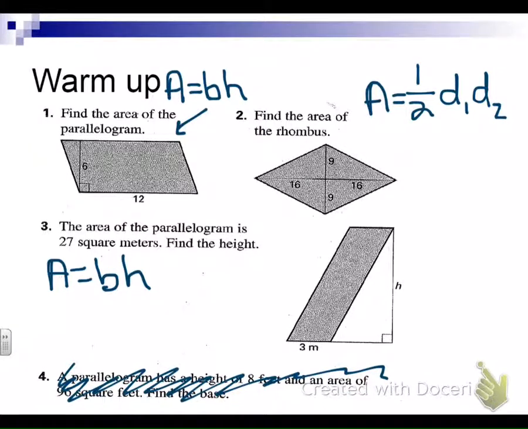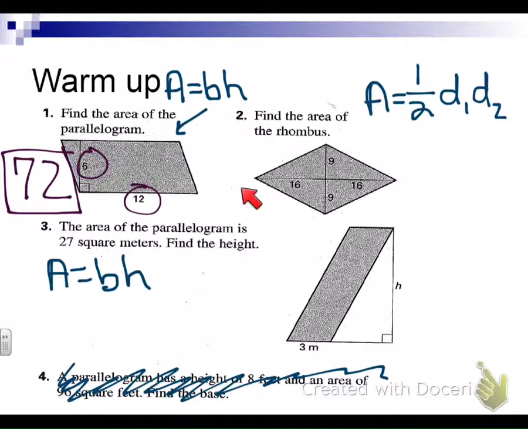72? 72. Oh, there's no label, so just 72. So you did 6 times 12. All right, number 2 is a little tricky. Is this diagonal? How long is the diagonal across?